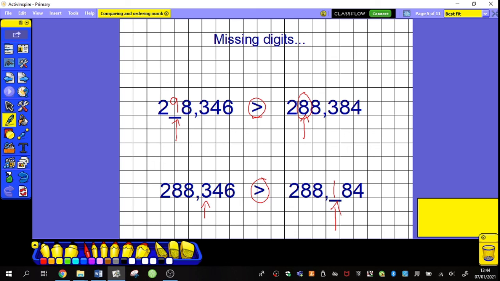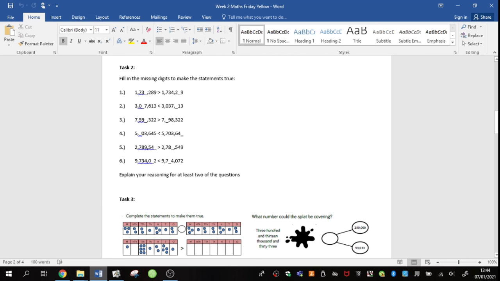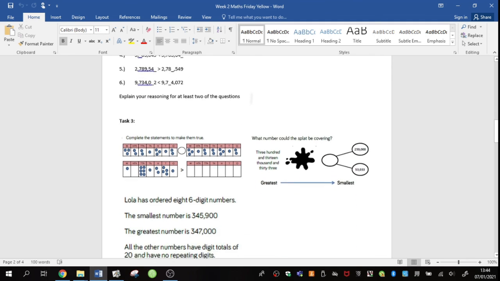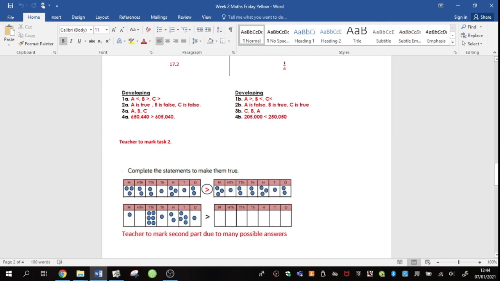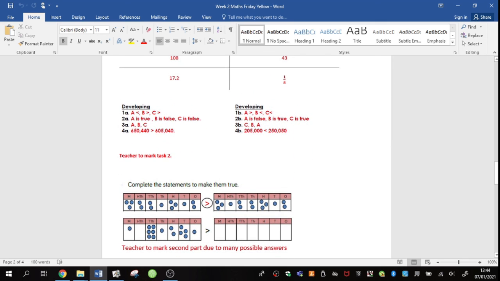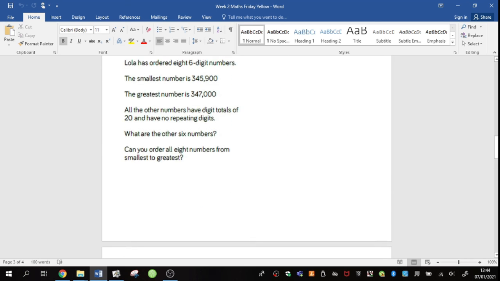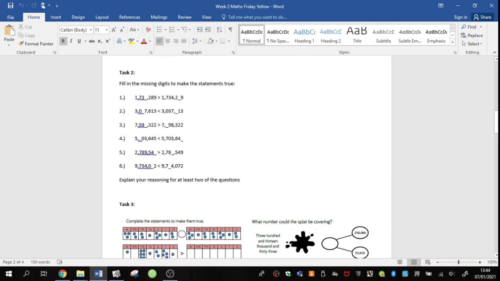So what I'd like you to do now is to have a go at task 2, filling in the missing digits. You'll see that some of them have 2 missing digits, but again, it's still the same process. Once you've done that, task 3 is some mastery tasks. Finally, all of your answers, just like normal, are on the next page. Task 2 will need to be marked by a teacher, as there can be some multiple options for you. I couldn't write them all down.